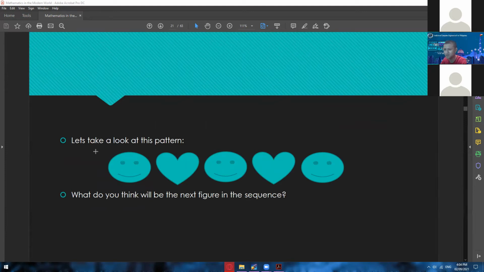example when it comes to patterns. These are super basic. So let's take a look at this pattern. We have a smiley, heart, smiley, heart, smiley. What do you think will be the next figure in the sequence?